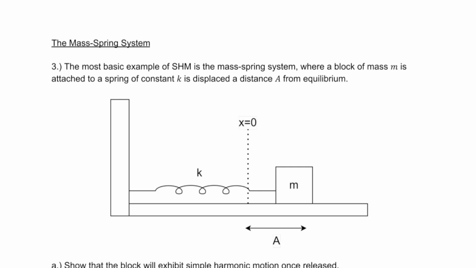All right. Every discussion of periodic motion and simple harmonic motion has to lead with the mass spring system because it's the most familiar and also the easiest to analyze. So, with spring constant k, there's a mass m attached, and it's stretched a distance of a, the amplitude, from equilibrium.